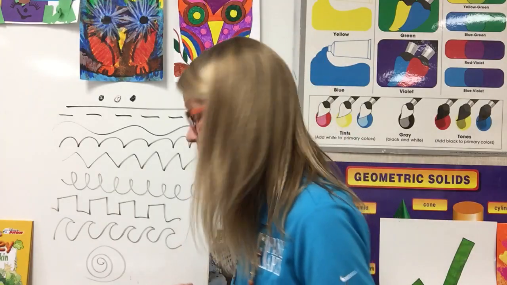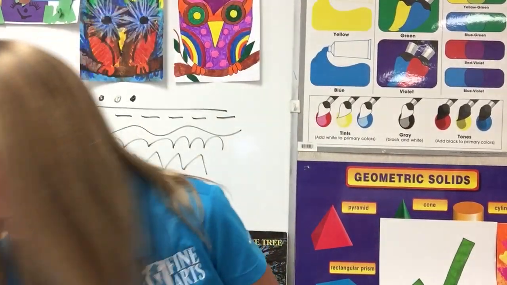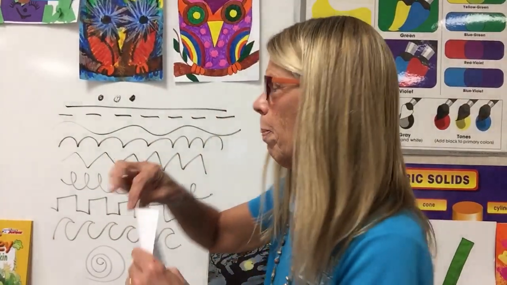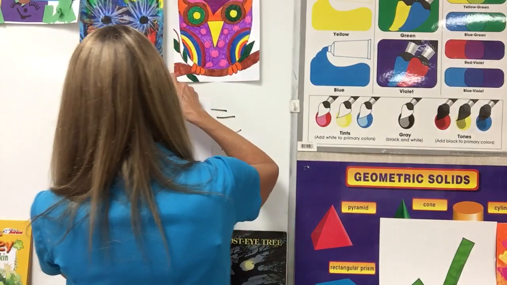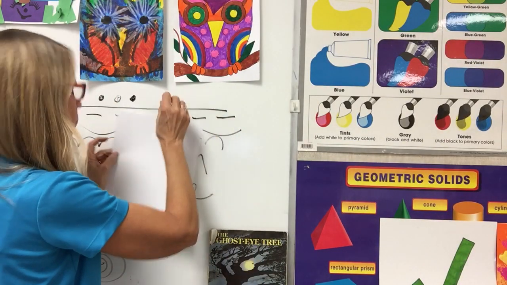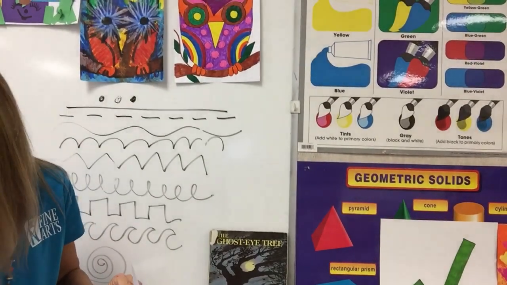Okay, we're going to use those lines today to make our owl. To do it, you can use whatever you want at home. You can draw with pencil or you can draw with marker, whatever you want to draw with. And we're going to turn our paper portrait. That's the tall way.